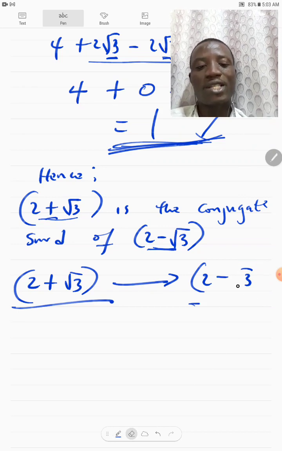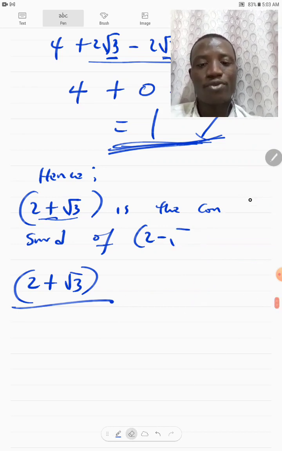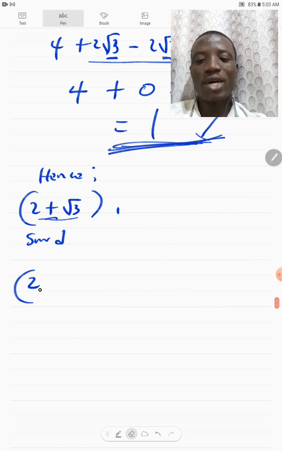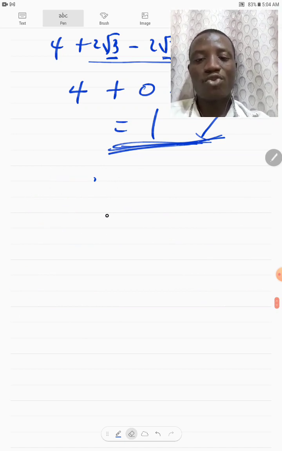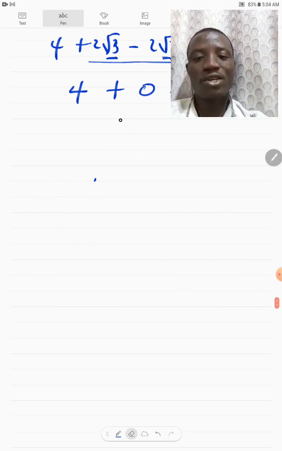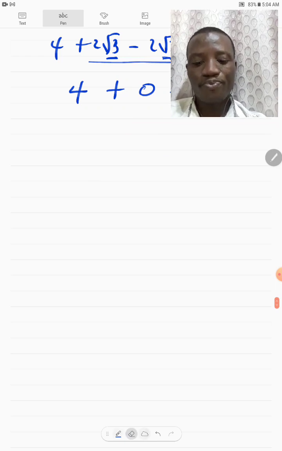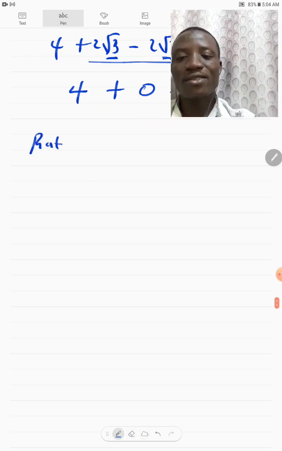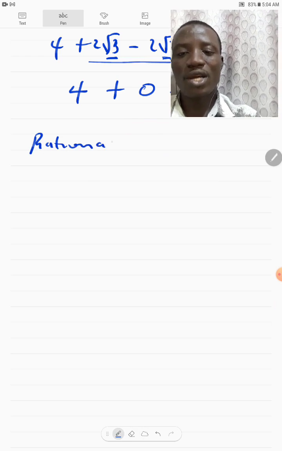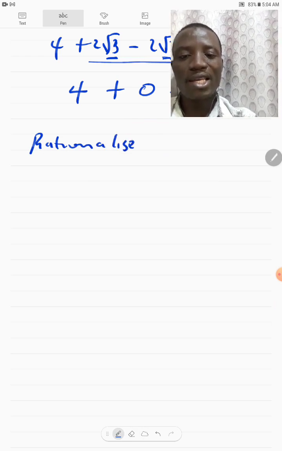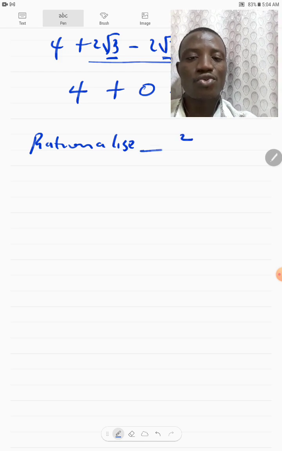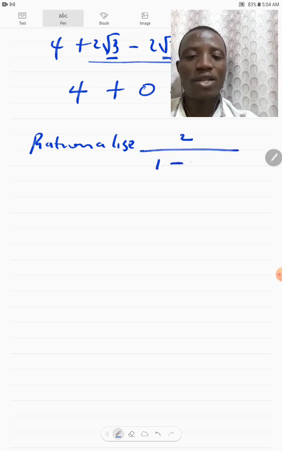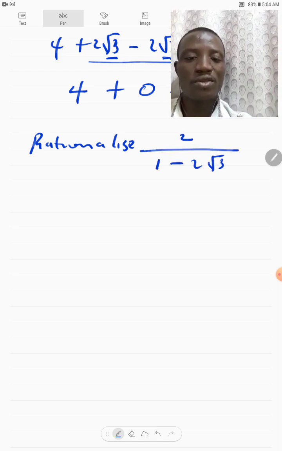Let's now look at an example. Just an example, and in the next video we can do more so that we can shorten this video. So rationalize 2 over 1 minus 2 root 3.